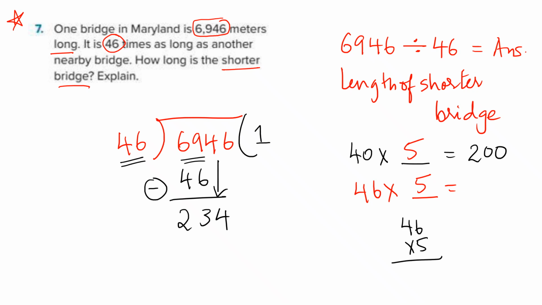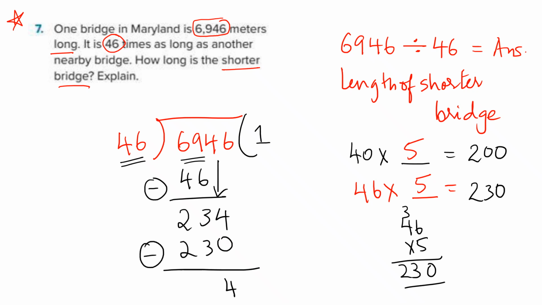6 multiplied with 5 is 30. 5 multiplied with 4 is 20 plus 3, 230. Oh, it's a good number. 230 is very close to 234, and if you do the subtraction, it is just 4 less. And then if you copy the next digit, 46, voila, same number.